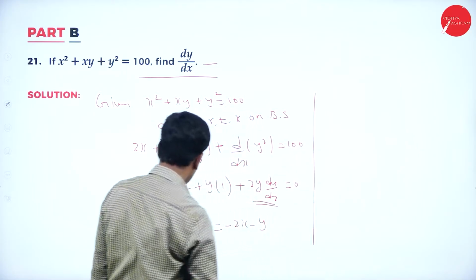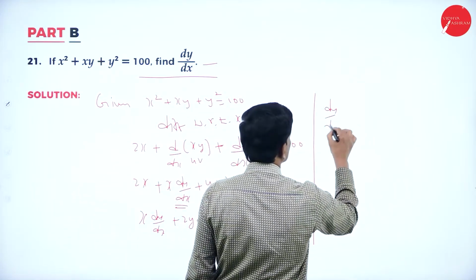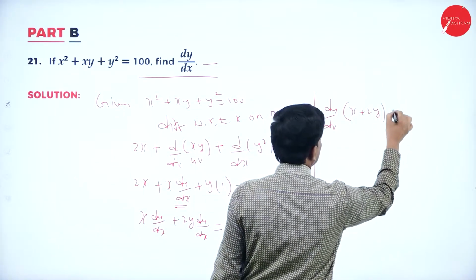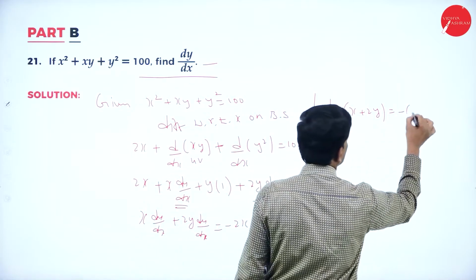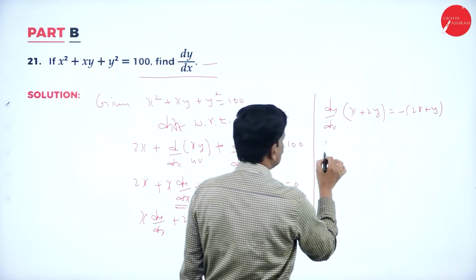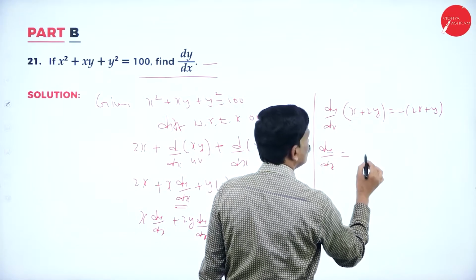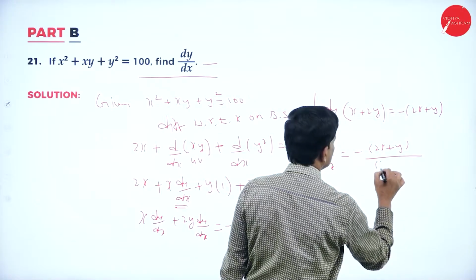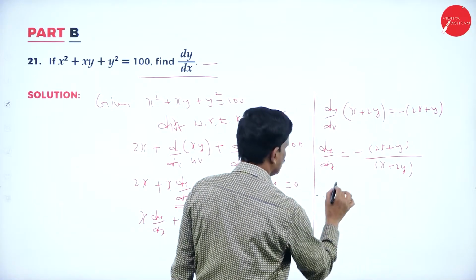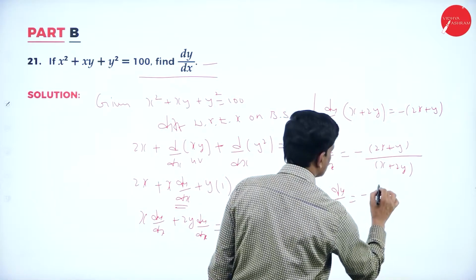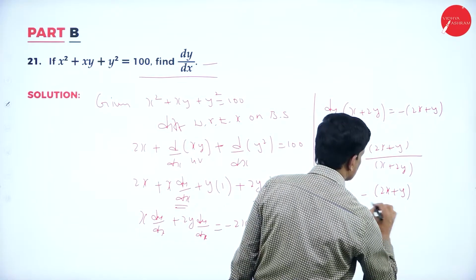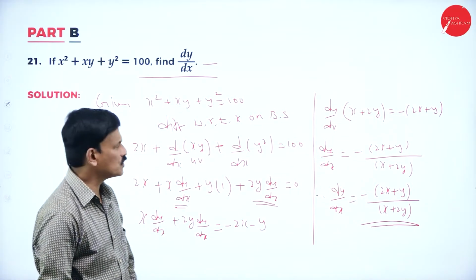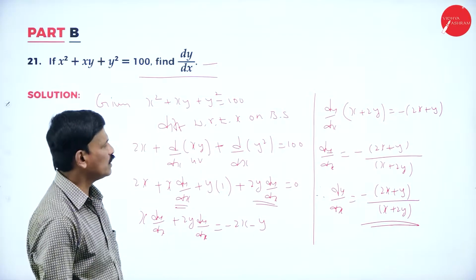So you can take the common factor dy by dx out: dy by dx times (x plus 2y) is equal to minus (2x plus y). So dy by dx is equal to minus of (2x plus y) divided by (x plus 2y). So the required answer, dy by dx, is equal to minus of (2x plus y) divided by (x plus 2y). That's it.